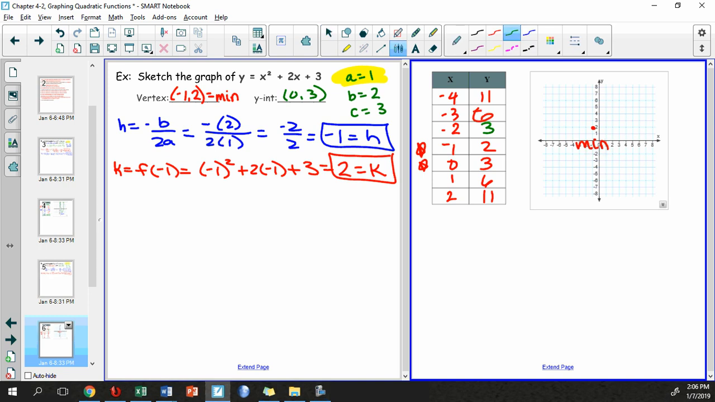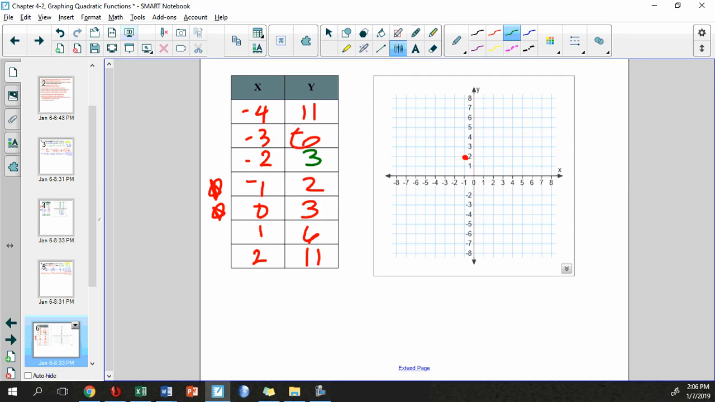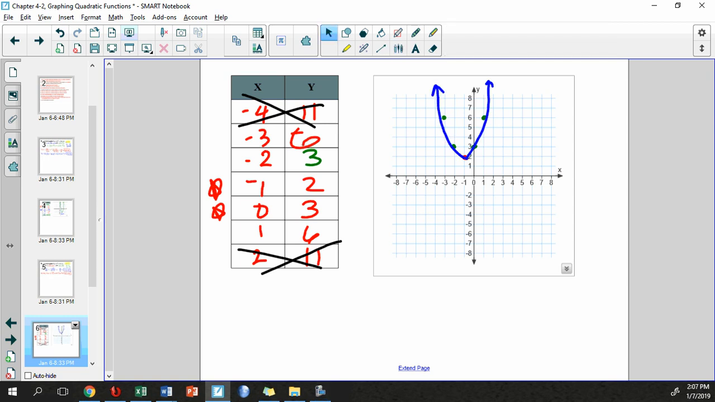-2, 3. I can't see this, so I'm going to erase that. -2, 3 puts me there. And then I'm going to be at 0, 3 puts me there. I'm going to be at 1, 6. So that's going to put me at -3, 6. And I'm off my graph for the 11, so am I going to graph that one? No, I'm not going to graph those. It's off my graph. And I'm simply going to connect the dots. Do we understand that, yes or no?